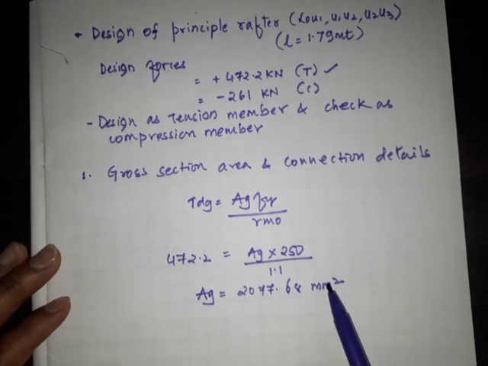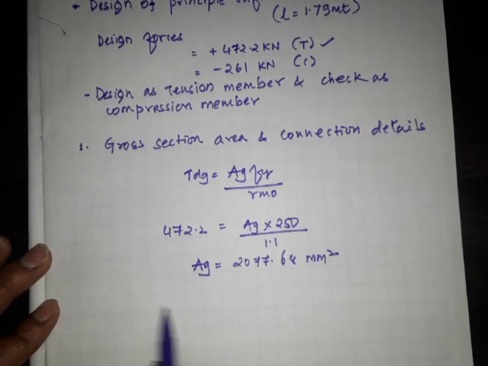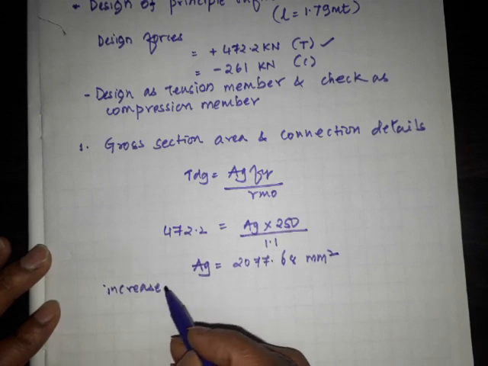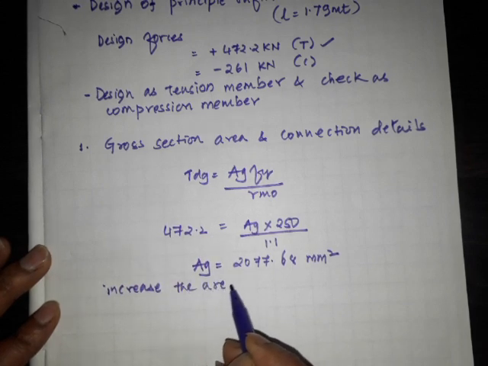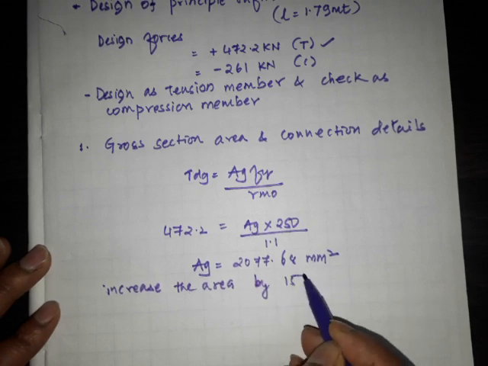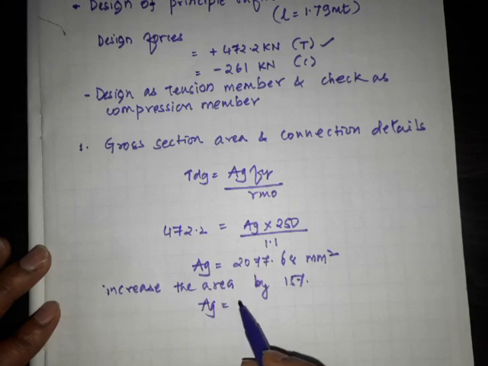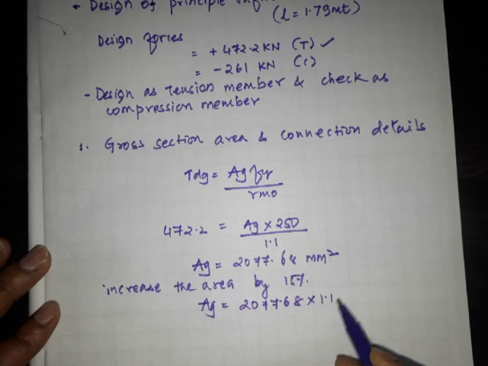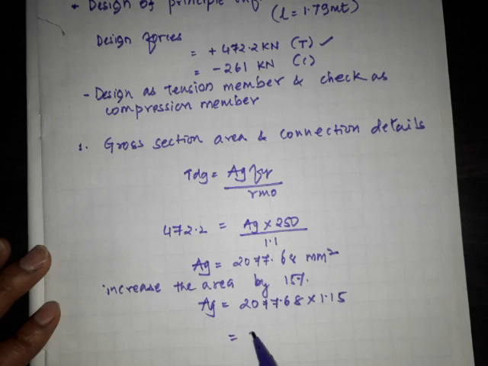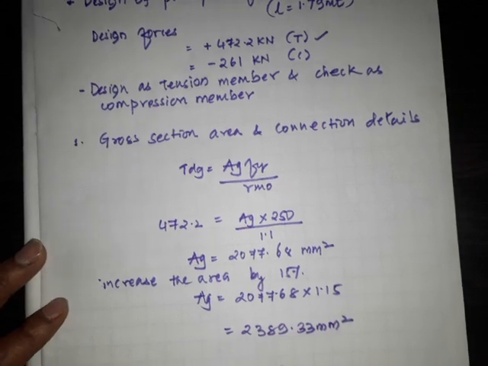So for safety you can increase the area by 15%. So let us increase the area by 15%. So we will get AG is equal to 2077.68 into 1.15. So we get AG is 2389.33 mm square. Okay, so this is the area required.